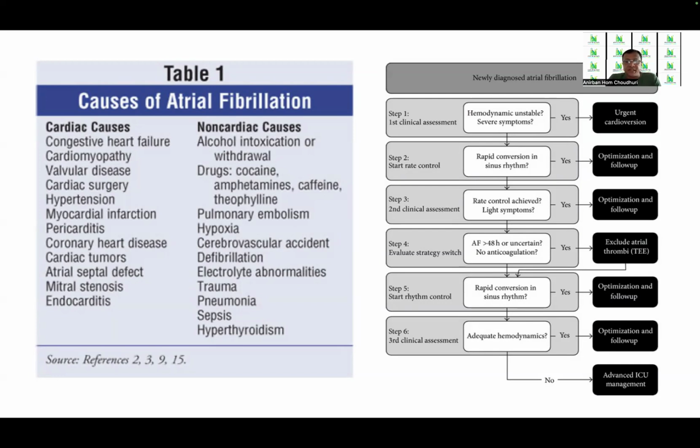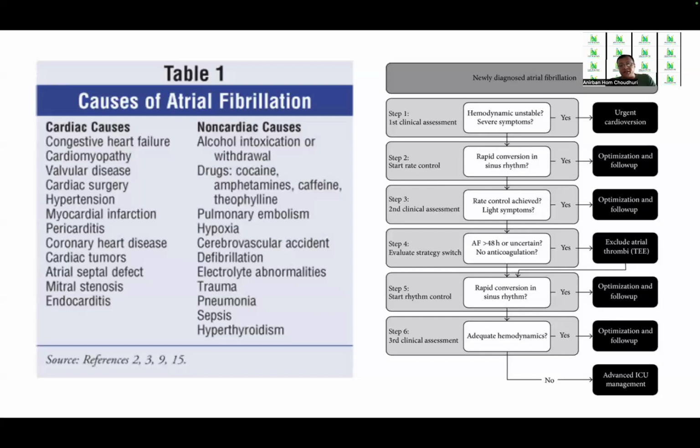In step 3 of the clinical assessment, if rate control is achieved, we have to optimize. Otherwise, if the patient is symptomatic, we will have to evaluate further. Now, in cases of atrial fibrillation lasting more than 48 hours, or when the duration is uncertain and the patient has not received anticoagulation, we have to exclude atrial thrombi. We can do that by TEE or even by normal echocardiography.